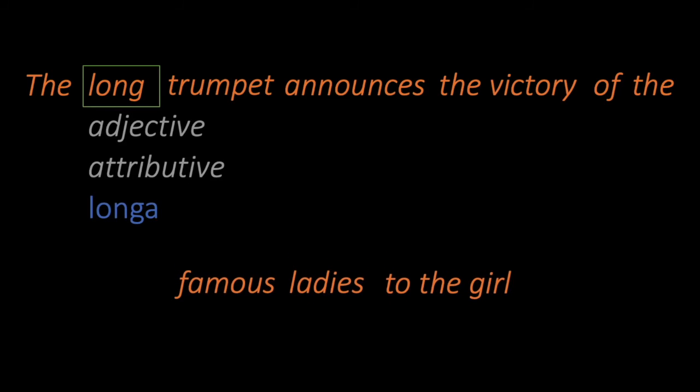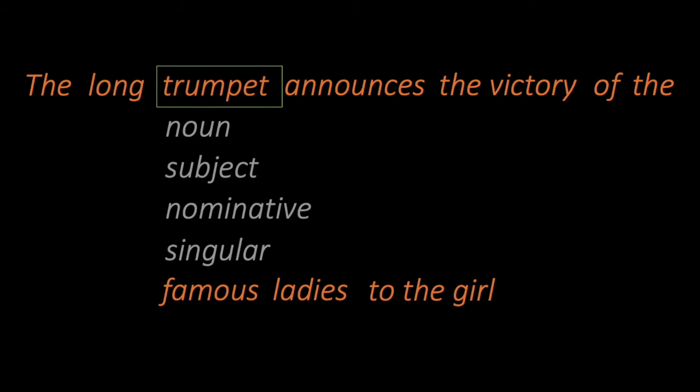And, as usual, our last one is English to Latin. The long trumpet announces the victory of the famous ladies to the girl. Let's start at the beginning. Passing over the, which has no Latin equivalent, we focus on long. It is an adjective which precedes the noun it modifies. It will be some form of the Latin word longa, but we will have to look at the word it modifies to figure out which form. Trumpet is the subject of the sentence. We'll put it in the nominative singular. The Latin word is tuba. We now know that longa must be in the nominative singular as well, so we can leave it as longa.